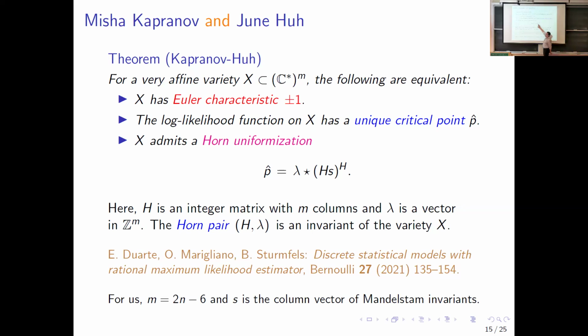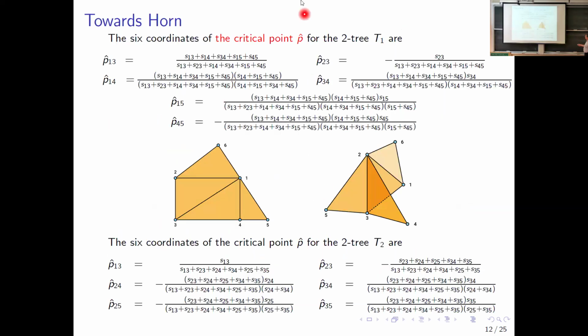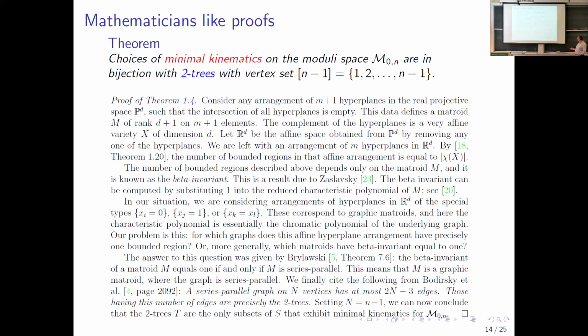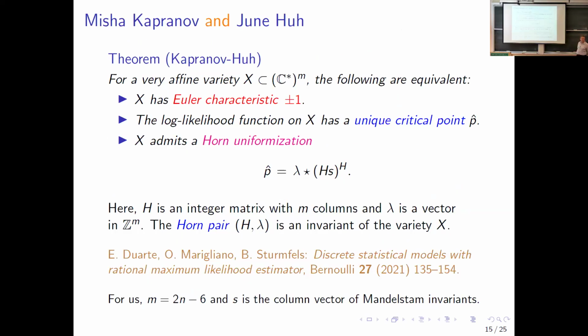So I'm varying over all data, over all Mandelstam invariants, and this parameterizes the variety. It's a rational parametrization, so uniformization here stands for parameterization. So in our application, m is 2n minus 6, the number of relevant edges of the tree, and S is the column vector of Mandelstam invariants. So this formula here is precisely this formula. That's why this slide is called Toric Horn. So if you unravel the structure here, it's this concise formula.